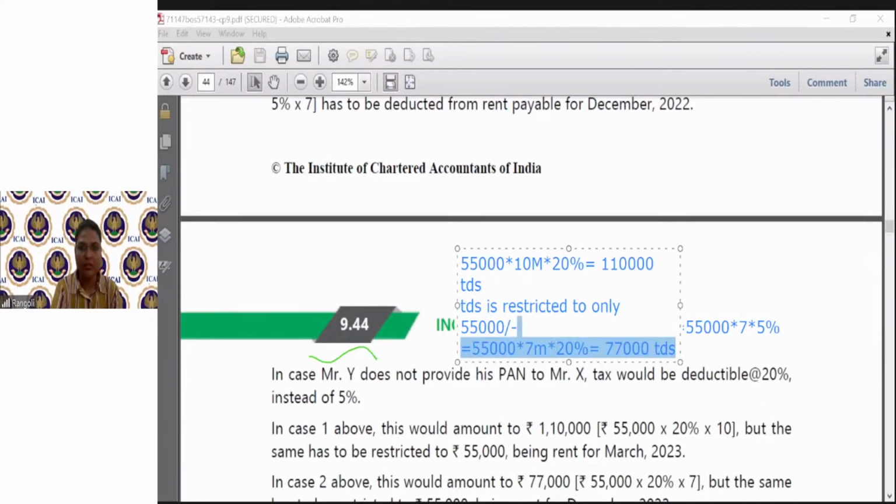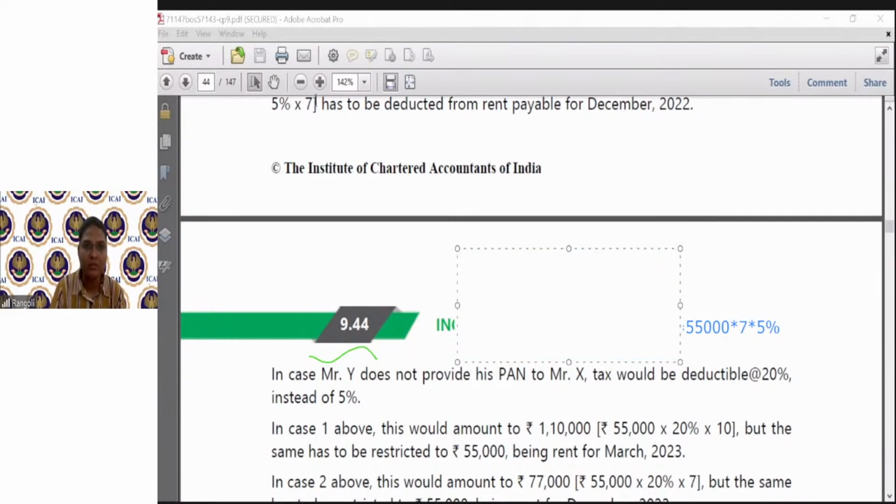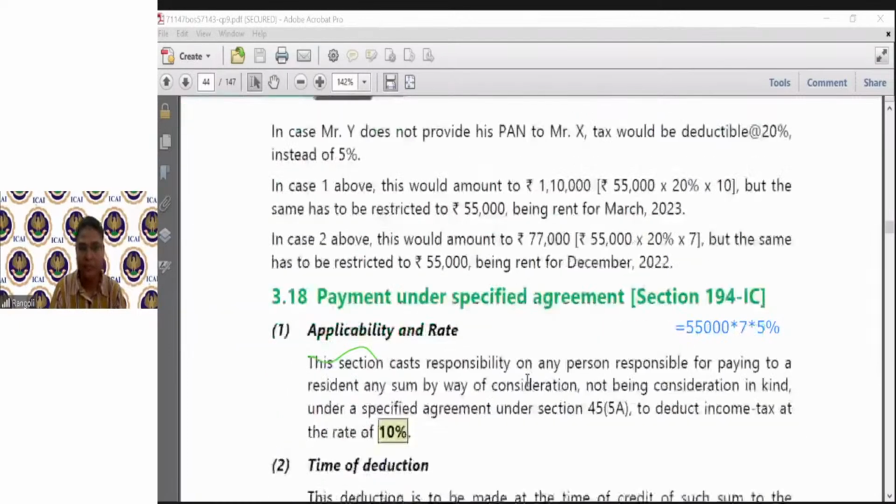Clear? Just go through the question again, and if you are having any doubt, just let me know. After that, we'll discuss the next section. Just go through quickly.